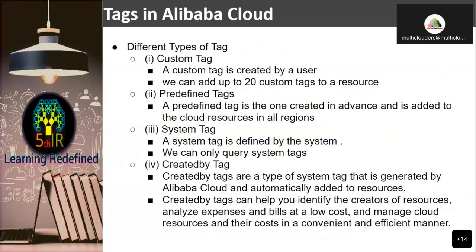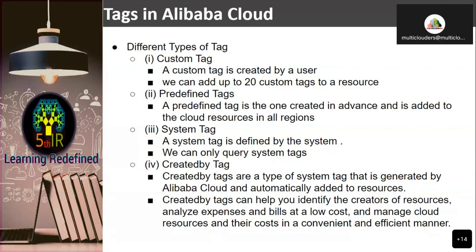So now moving to the different types of tags available in Alibaba Cloud. The first tag available is the custom tag. A custom tag is created by the user, and we can add up to 20 custom tags to the resources. And predefined tags: by using templates, we can create predefined tags.